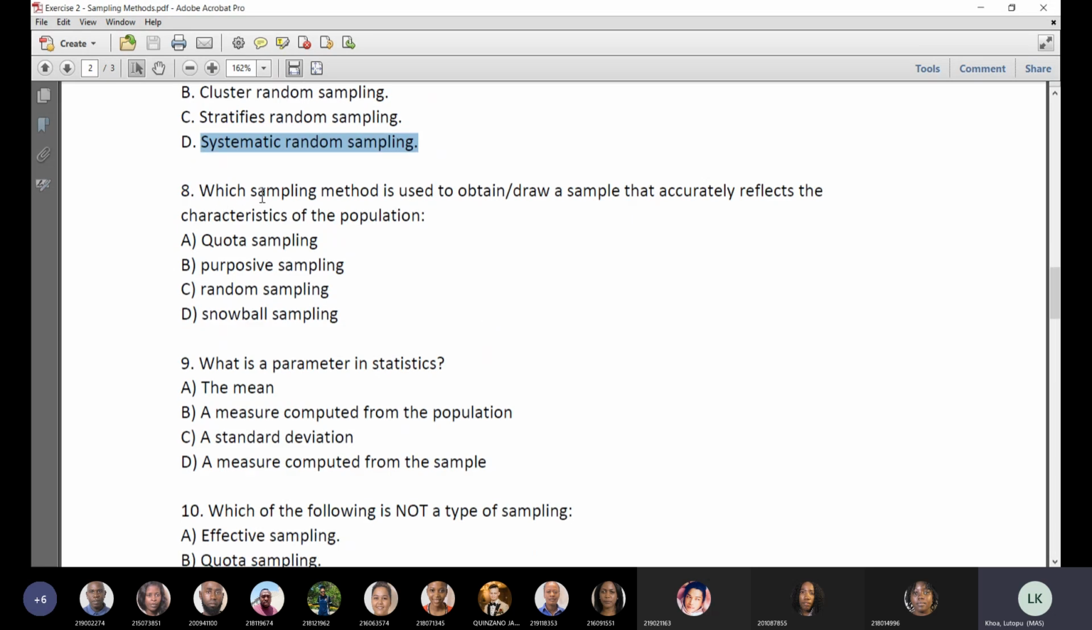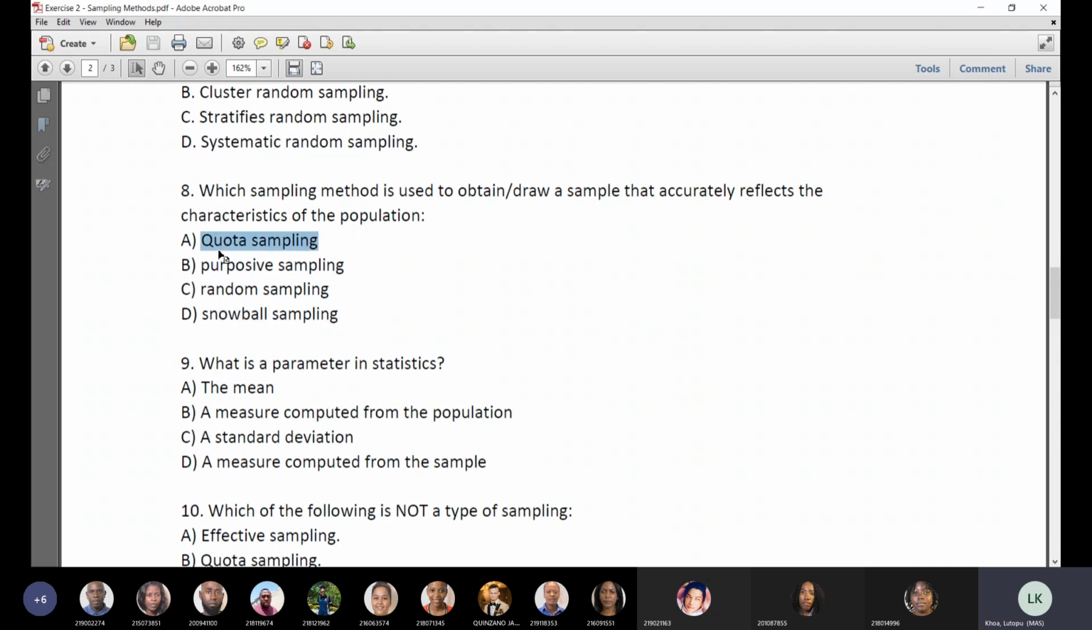Then number 8, which sampling method is used to obtain or draw a sample that accurately reflects the characteristics of the population? Okay, so in the video I made, I didn't talk about quota, purposive, and snowballing. Okay, but I can briefly talk about them.